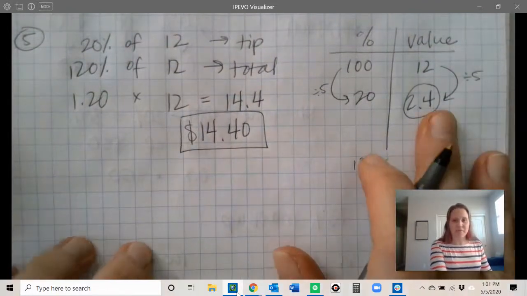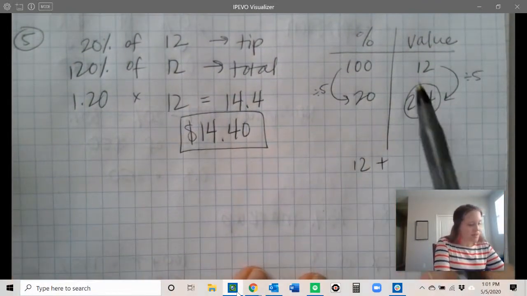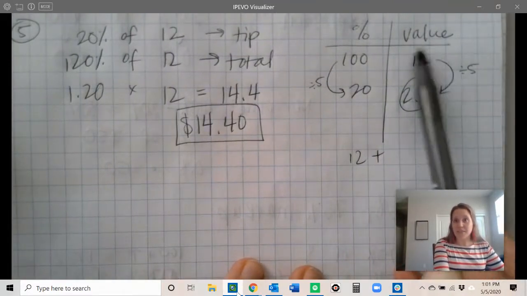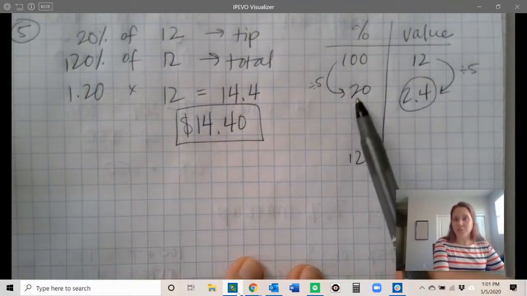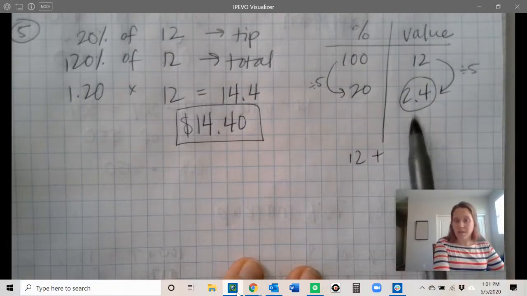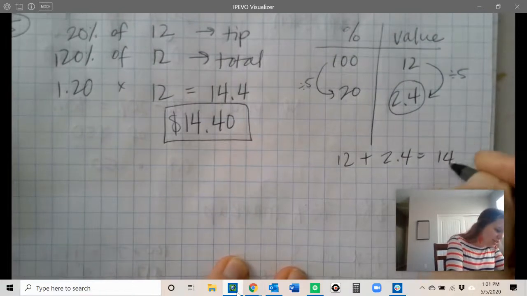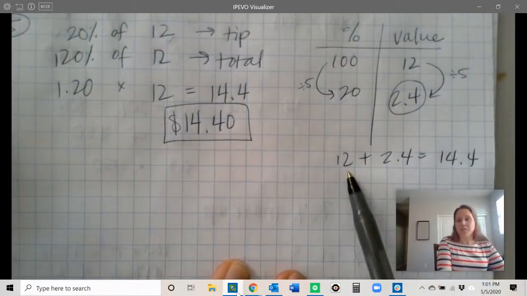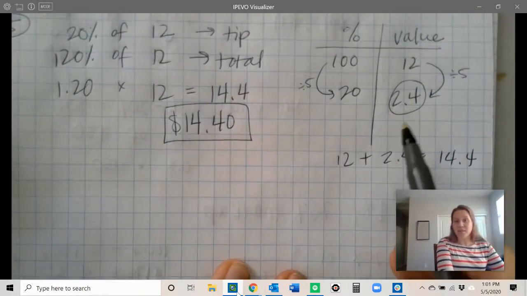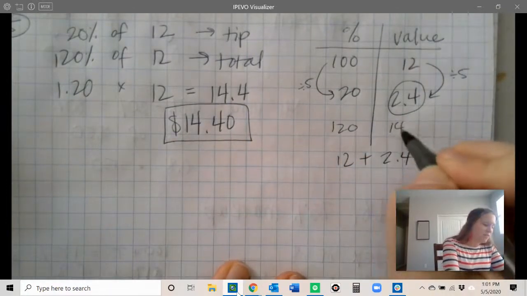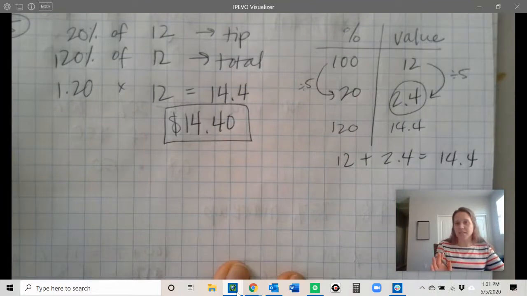I just about finished my ratio table strategy. I'm gonna finish that one first. I know my original value was 12, that was the subtotal for lunch. 20% of that was 2.40. So if I wanna know the total, then all I need to do is add together my original amount plus my tip. You could also find 120% in your table and you'd get 14.40, same answer.